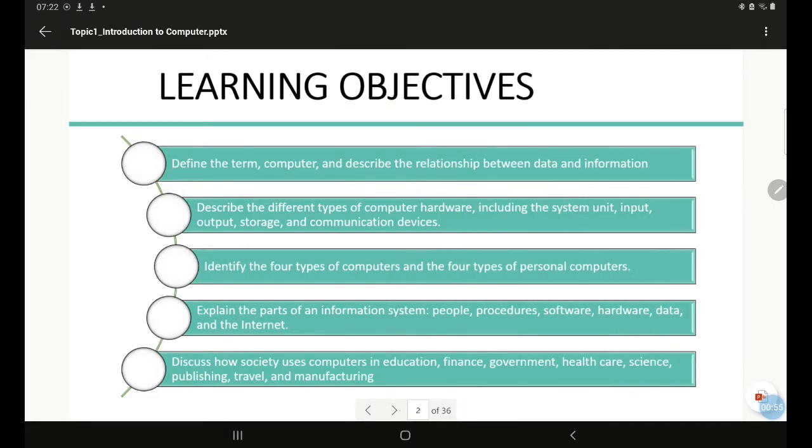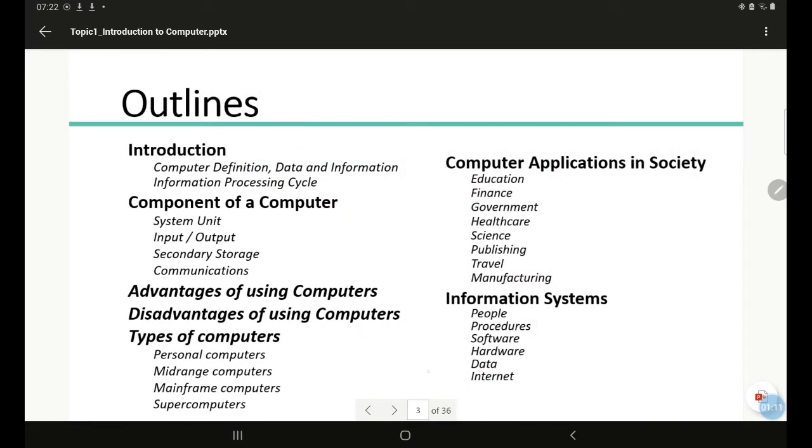And then the last one is to discuss how society uses computers in different fields. For example, in education, finance, government, healthcare, science, publishing, travel and manufacturing. This slide shows the outline for the whole topic. We're going to see all of this content in this topic.